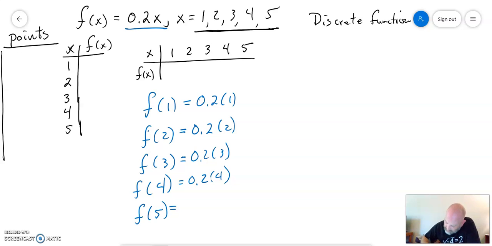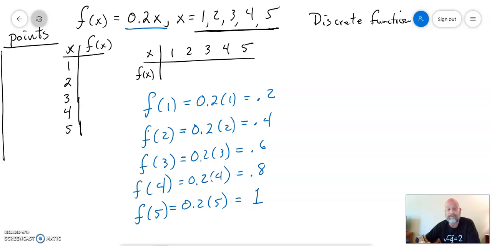0.2 times 4, and then 0.2 times 5. These are all things that you can work out by hand, or you can plug them into the calculator, but you should get these answers: 0.2, 0.4, 0.6, 0.8, and 1. Those are the values we end up getting, and so those are the values that go in my table.